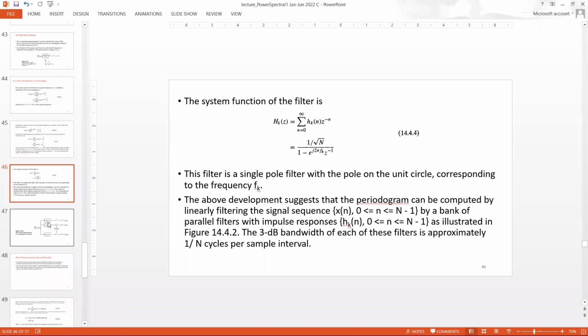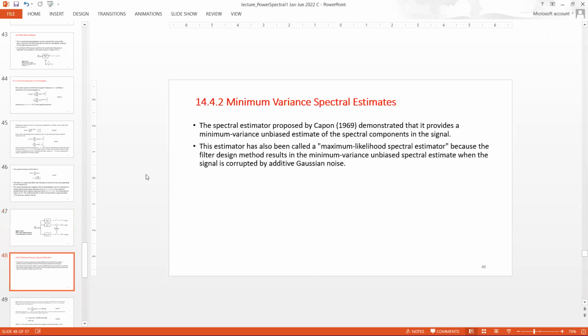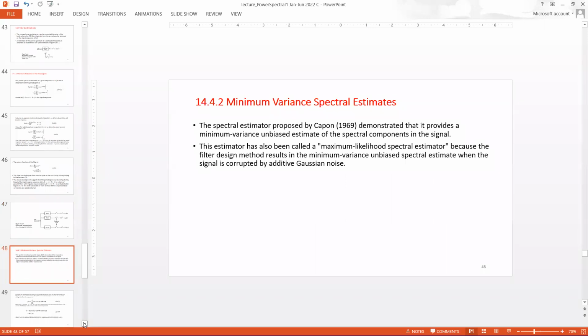Now this can be realized, this filter coefficient H0, H1, Hn minus 1. This can be implemented by a filter bank, which is represented by this equation number, figure number 2. Filter bank, combination of periodogram estimators. And the last one is about the minimum variance of the spectral estimates.